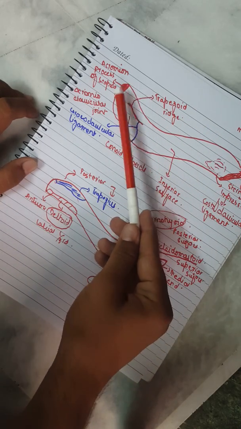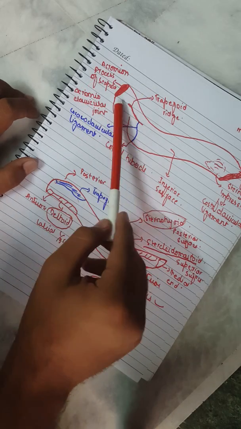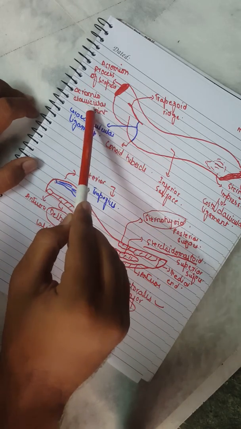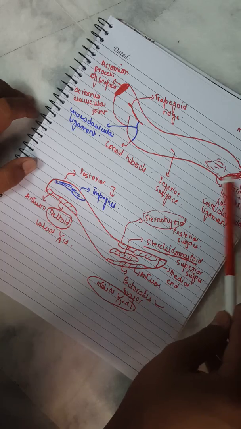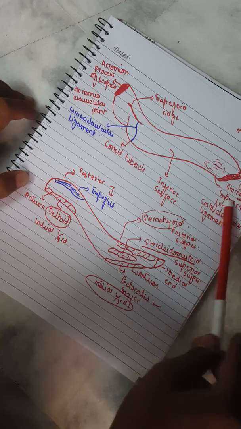Now we have seen that the lateral end forms a joint with the acromion process of the scapula to form the acromioclavicular joint, whereas the medial end forms a joint with the manubrium sterni of the sternum to form the sternoclavicular joint.